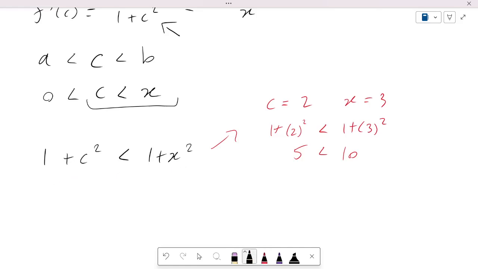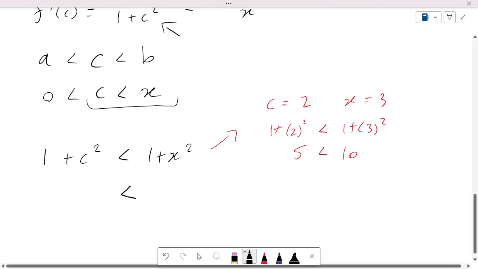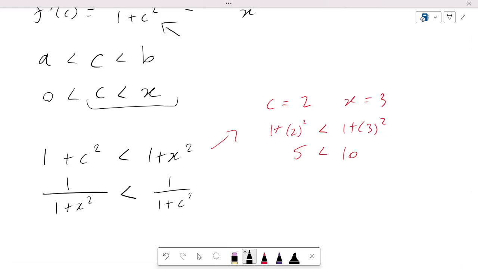And what we need to do is the following. We need to say over here that, remember, we need to get 1 over 1 plus c squared, and in order to do that, we need to inverse both sides. And I'm going to try and keep the inequality like this, but we can see now that the 1 over 1 plus x squared will be on this side. And then 1 over 1 plus c squared will be here.